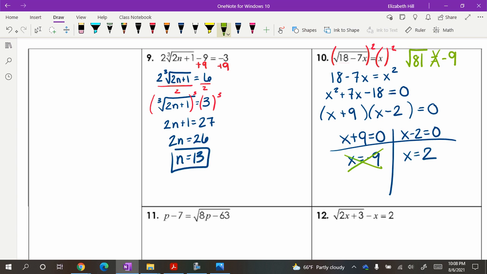Now, if we go to 2, and I take 18 minus 7 times 2, so 18 minus 14, which is 4, so the square root of 4, does that equal x, which in our case is 2? And it does. So here we have only one solution.